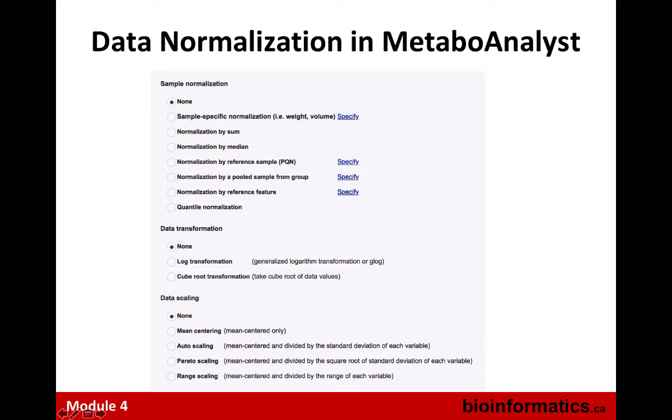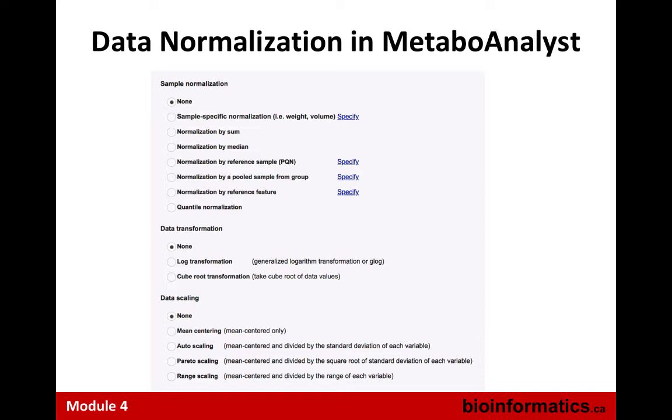Pareto, auto-scaling, mean centering. Of course, you can do it here, like normalized by the median, normalized by a reference sample. If your sample is more like a reference standard and you use that, it's going to change your result dramatically. Median is also the same thing. So the first one, the biological things, is really based on your design and what you think, and it could have a very dramatic effect on your result. Okay, we can discuss later if you have an interesting result on that.